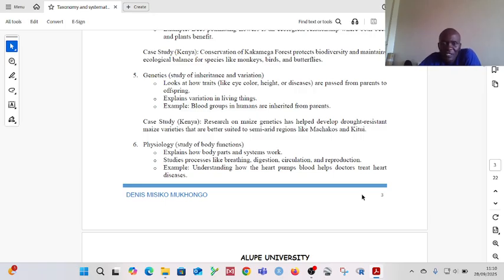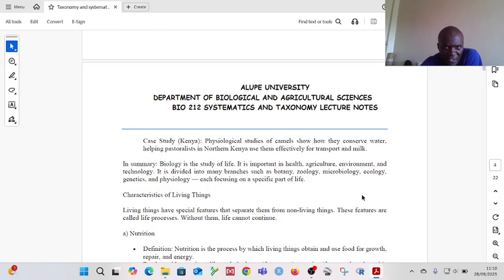Another important branch of biology is physiology. In physiology, you are studying the functions of the various body organs, how the body functions. So these are the various subdivisions of biology. When you are studying biology, you end up studying most, if not all, of these branches.